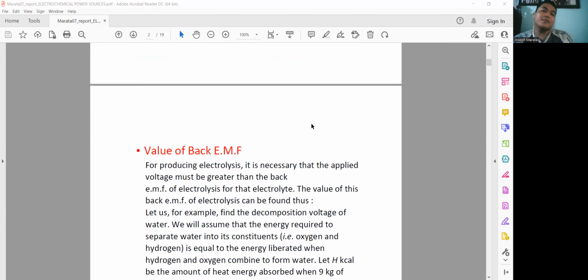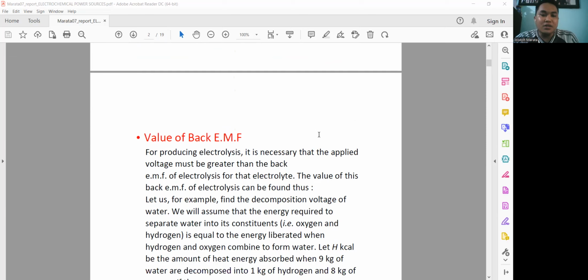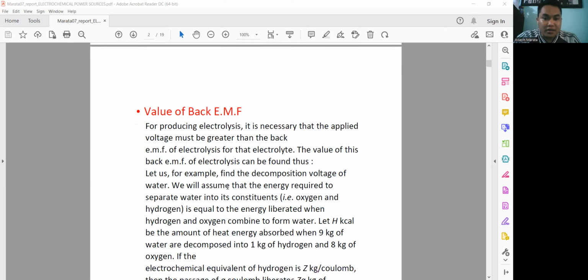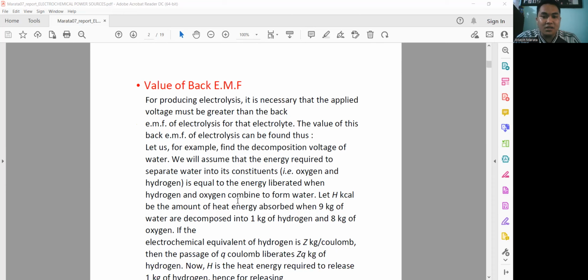Let us, for example, find the decomposition voltage of water. We will assume that the energy required to separate water into its constituents, oxygen and hydrogen, is equal to the energy liberated when hydrogen and oxygen combine to form water. Let H kcal be the amount of heat liberated when hydrogen and oxygen combine to form water.